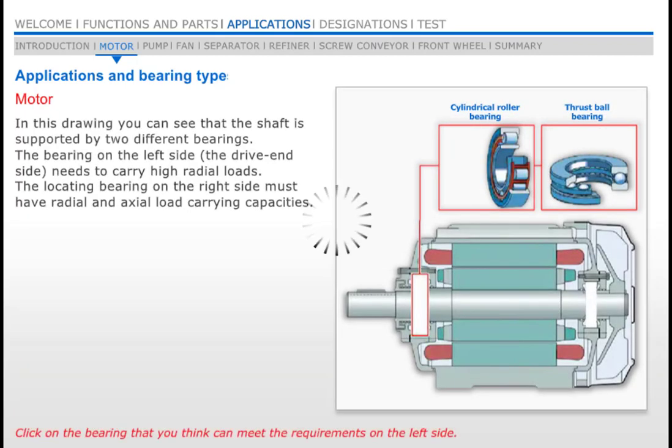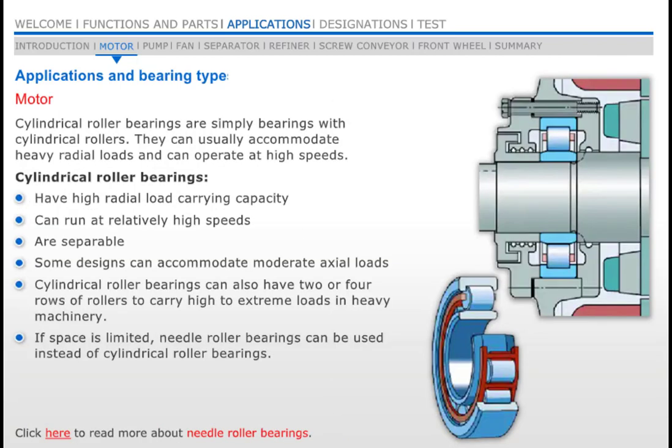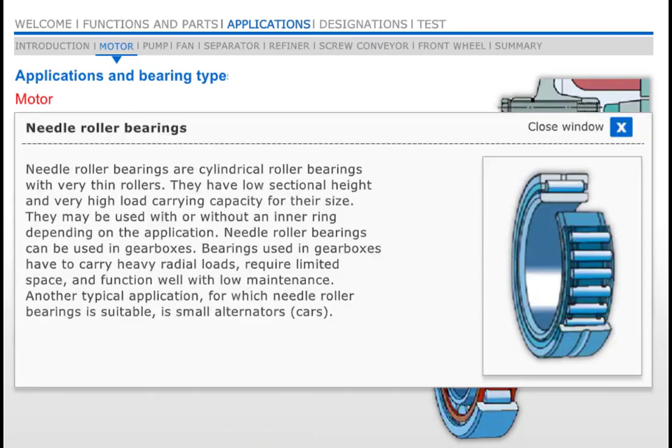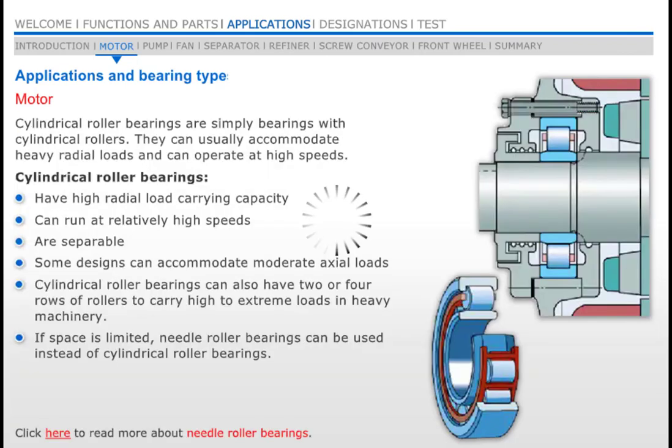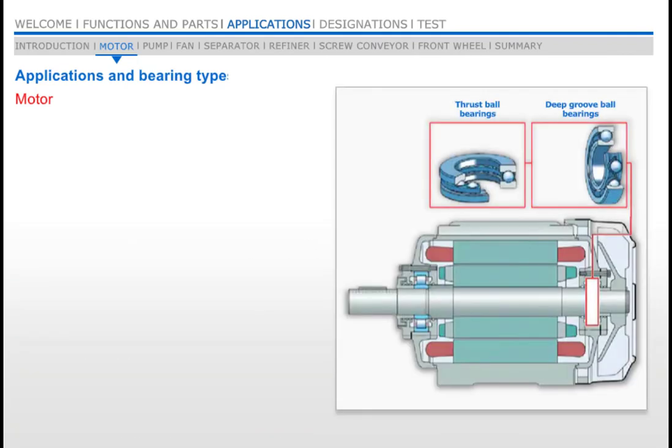Roller bearings are simply bearings with cylindrical rollers. They can usually accommodate heavy radial loads and can operate at relatively high speeds.